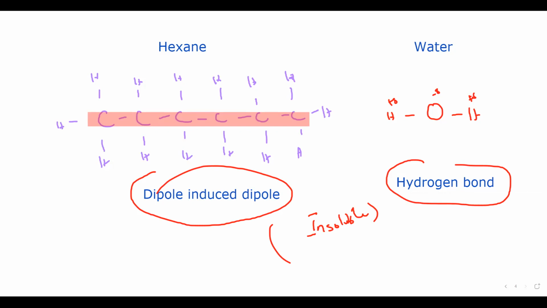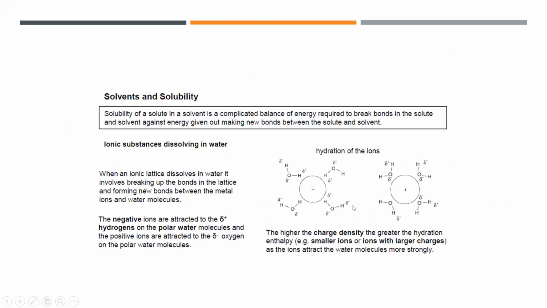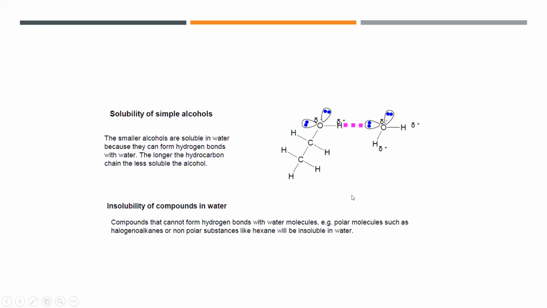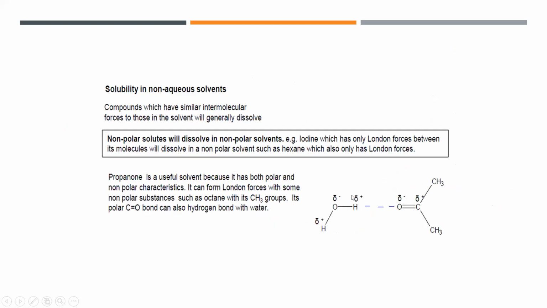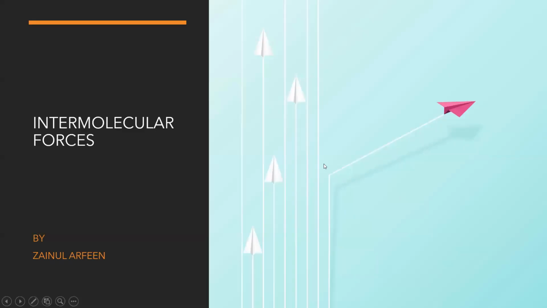But for ionic compounds, how will you identify the solubility? You will check the hydration energy as well as the lattice energy. If hydration is more than lattice, the substance will dissolve. If hydration is less than lattice, the substance will not dissolve. So this was the topic, intermolecular forces. Next session, we will do questions related to the topic.